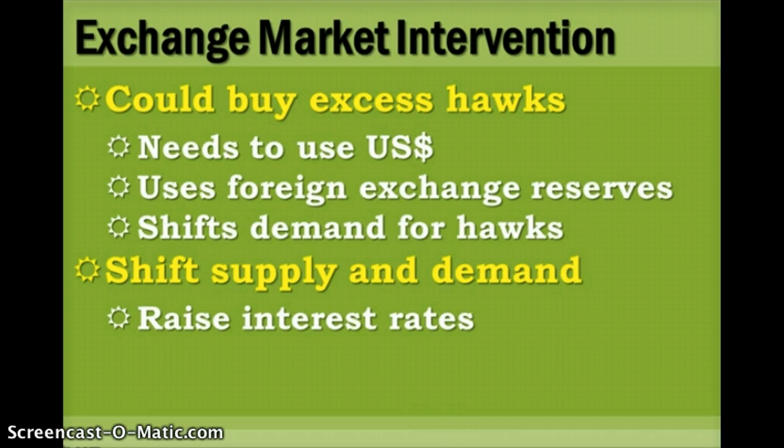order to invest in Maditopia, investors from the United States will have to buy Maditopian hawks in order to invest in the country. And so we would see an increase in demand, just like when Maditopia itself decided to buy up excess hawks. In either event, we'll see the demand shift to the right, and we'll see the price of hawks, dollars per hawk, rise and get to the point that the government wanted to set the exchange rate at.